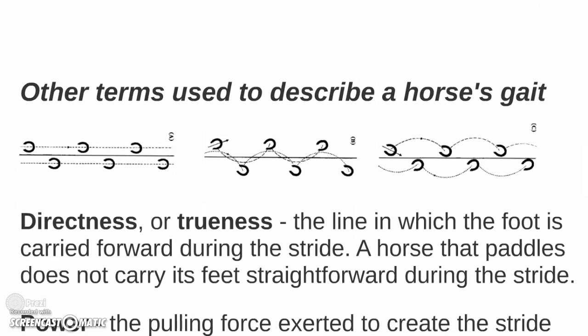So, other terms used to describe a horse's gait. The directness or trueness: the line in which the foot is carried forward during the stride. A horse that paddles does not carry its feet straight forward during the stride. You can also use the term trueness when describing Western pleasure horses. Particularly at the jog and the lope, if there's a problem with the rhythm or the cadence of the gait, then you can talk about that horse lacking trueness, or if there isn't, then you can talk about how true they are in that gait.